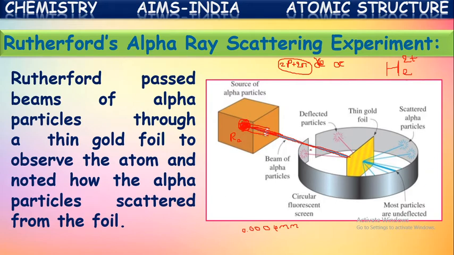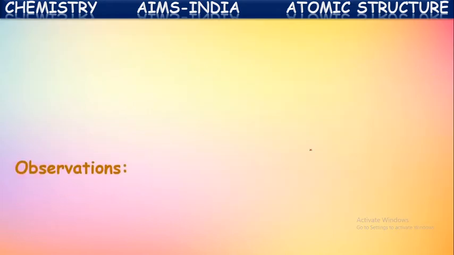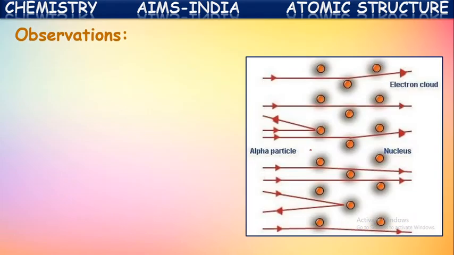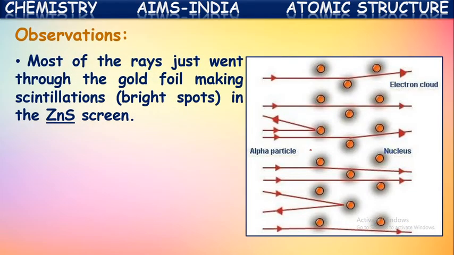Now he started to notice what was happening. Let us see the observations done by him. He observed that, suppose this is the thickness of the gold foil, it is almost made up of one or two atoms' thickness.